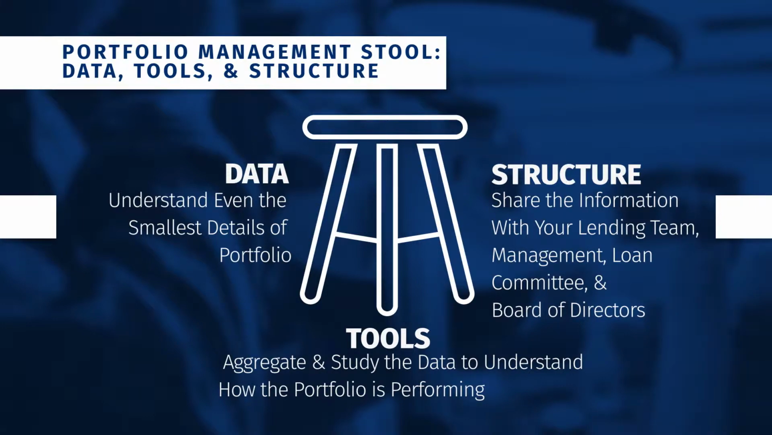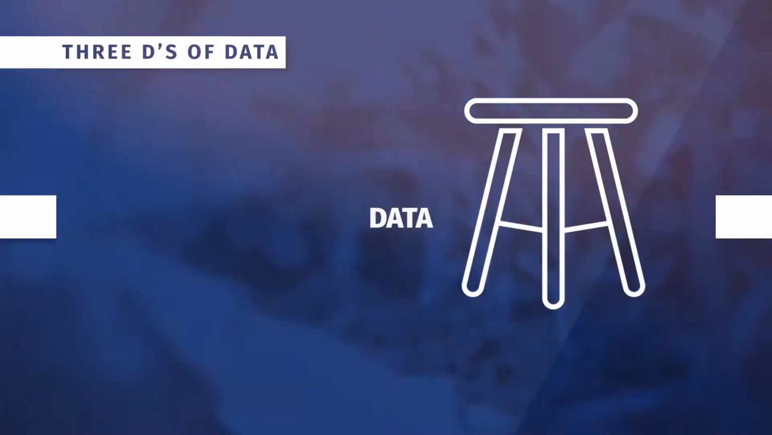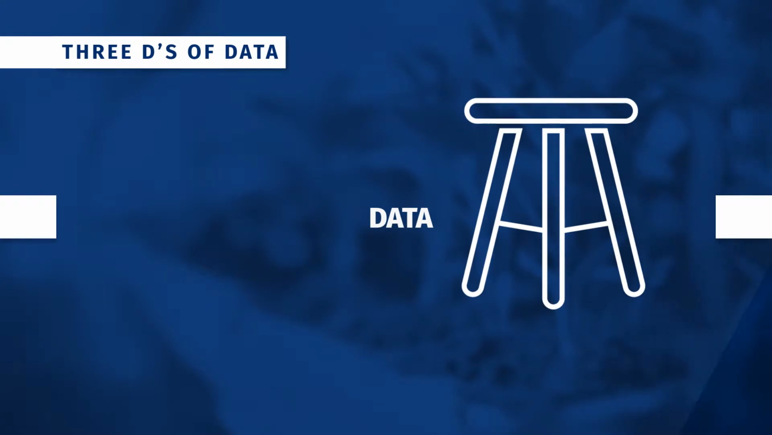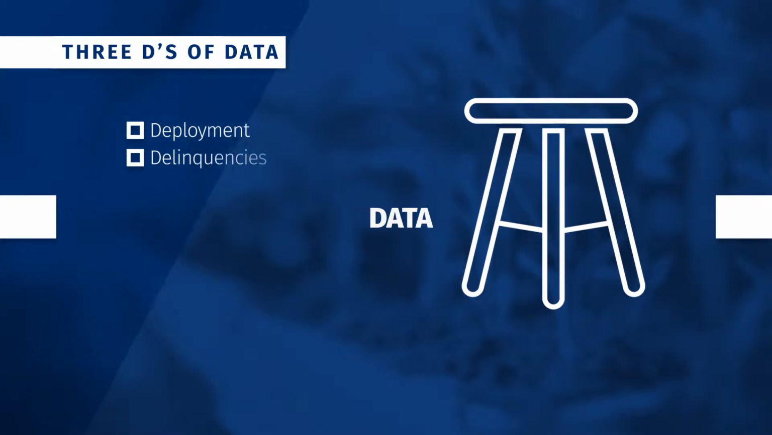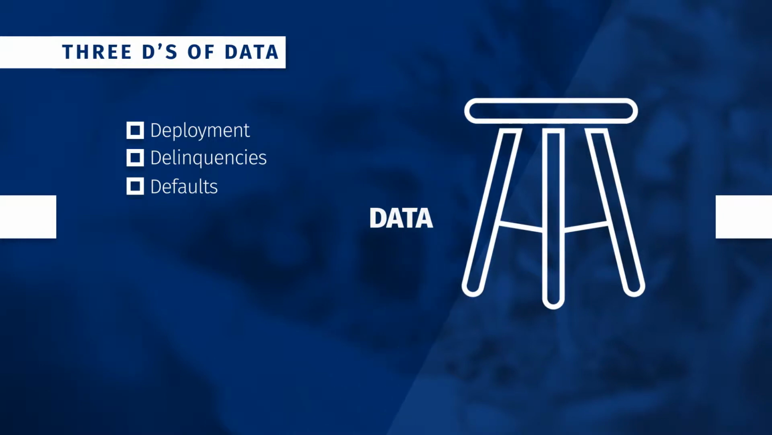The teams of people who will meet weekly, monthly, or quarterly to determine what actions to take based on portfolio performance reports. As mission lenders, you have no shortage of data. It is what you do with the data that matters most. Consider your portfolio data is broken into the 3 Ds: deployment, delinquencies, and defaults.